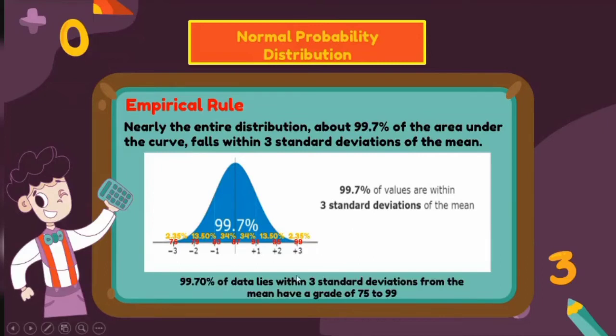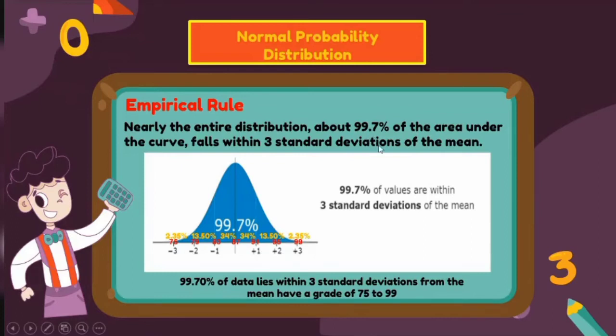So for our interpretation, 99.70 or 99.7% of the data lies within 3 standard deviations from the mean, and for our raw scores, it will range from 75 to 99. So if you will notice, 99.7 is only the area we formed from 3 standard deviations to the left of the mean and also 3 standard deviations to the right of the mean.